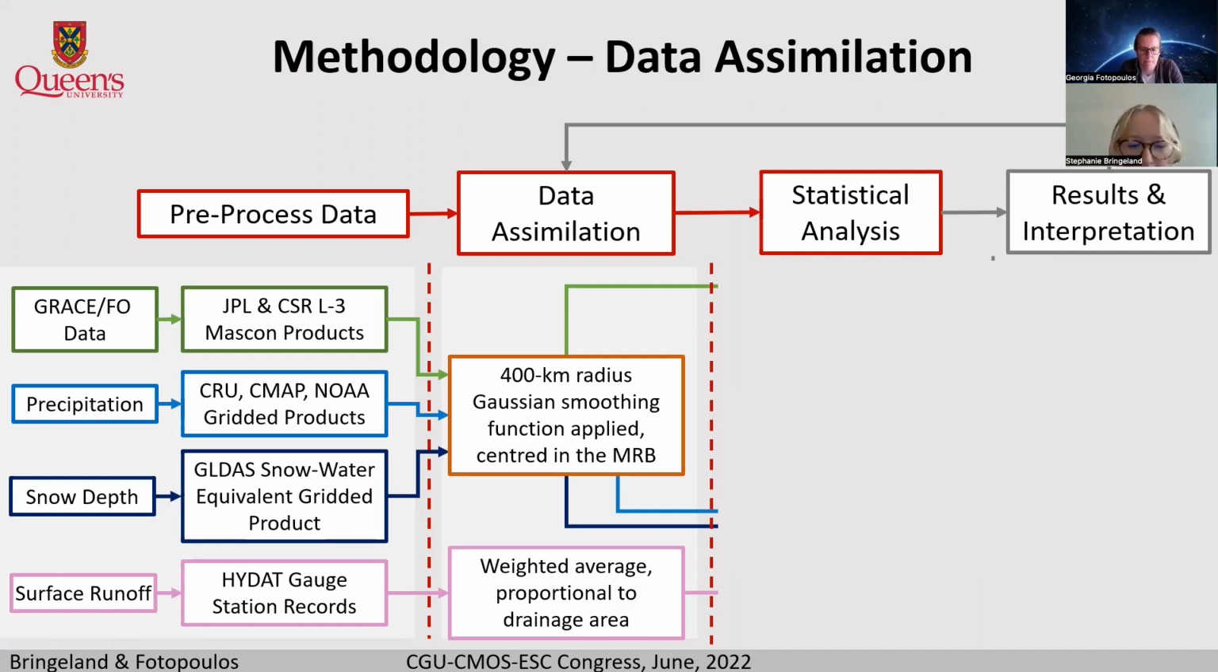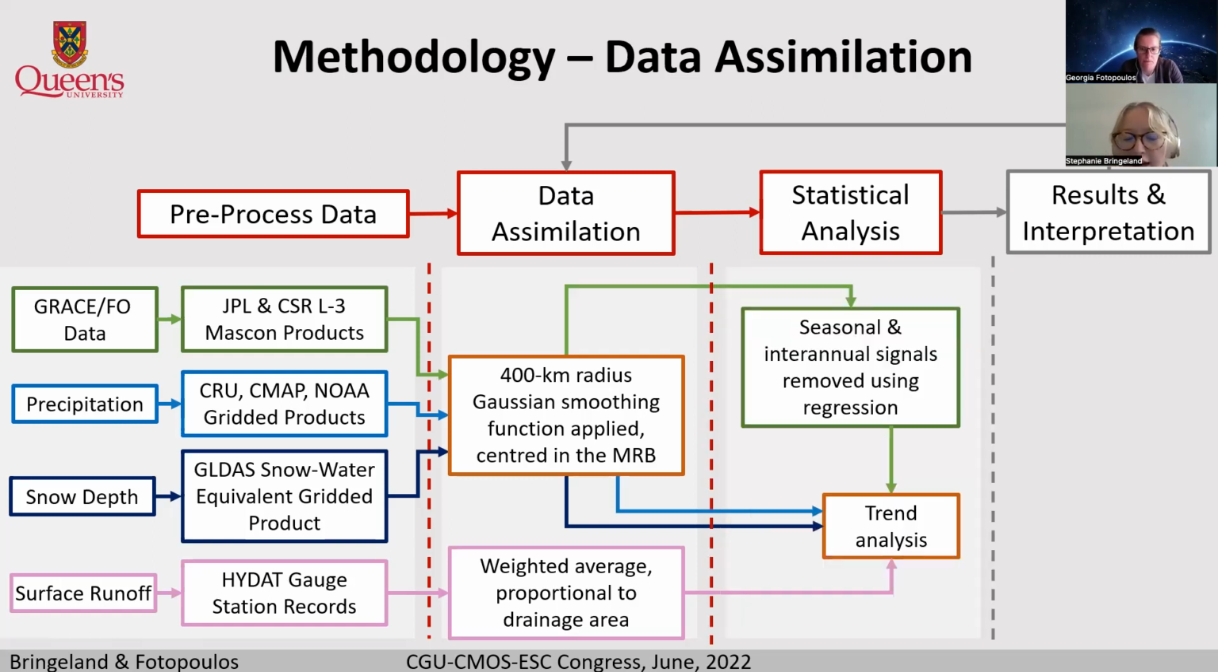And then for the surface runoff, I'm calculating a weighted average proportional to the drainage area of each gauge station. Then using regression to remove the seasonal and interannual signals from the GRACE data, and using least squares analysis to look at the trends from all the parameters. Results and interpretation are still ongoing and in process, so this is by no means a conclusive study.